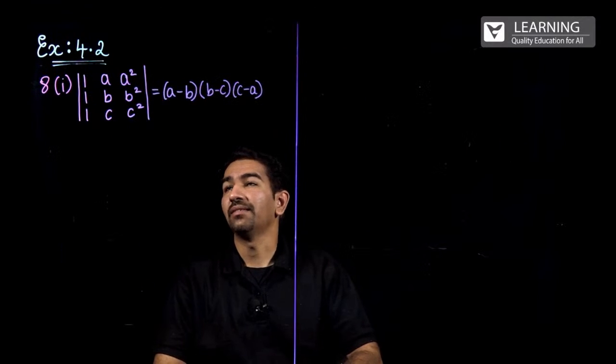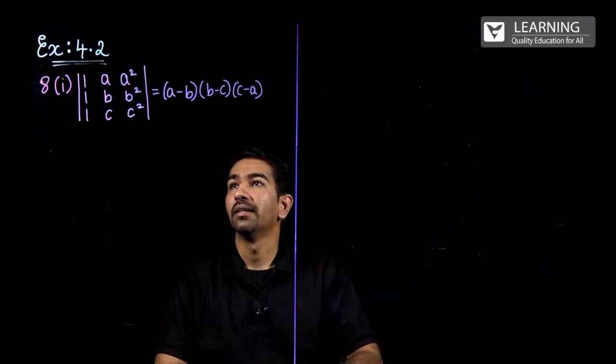Starting with the next question, again we have to prove left hand side equals right hand side. So here on the left hand side we have a determinant of order 3, and we have to prove that it is equal to a minus b into b minus c into c minus a. So can we take out common? Any common possibilities are there?